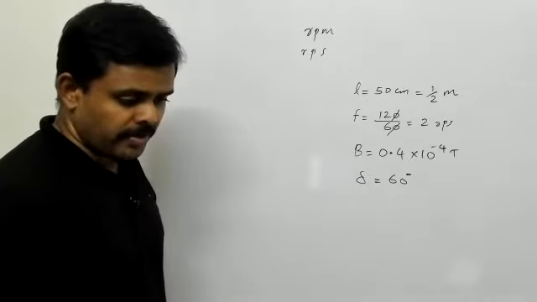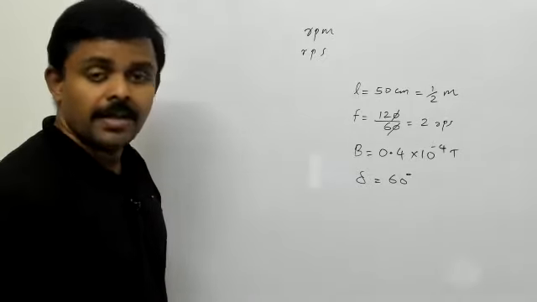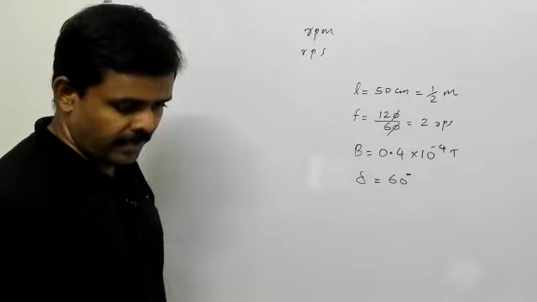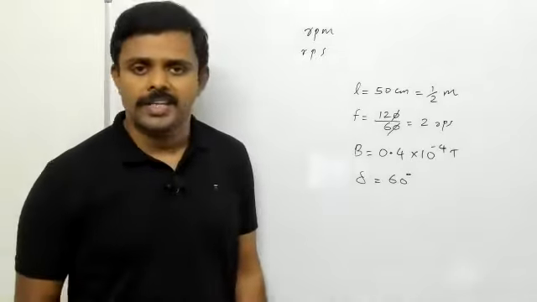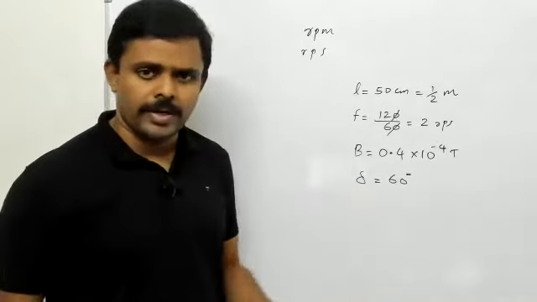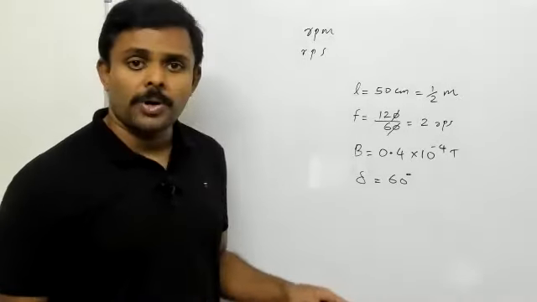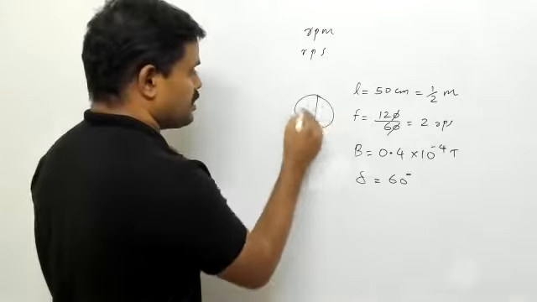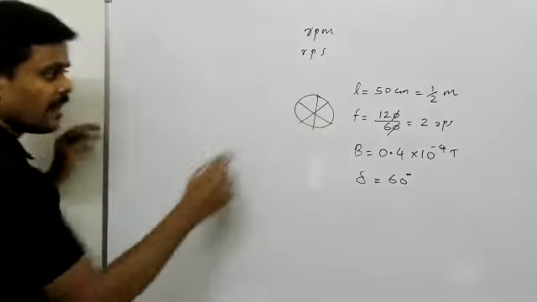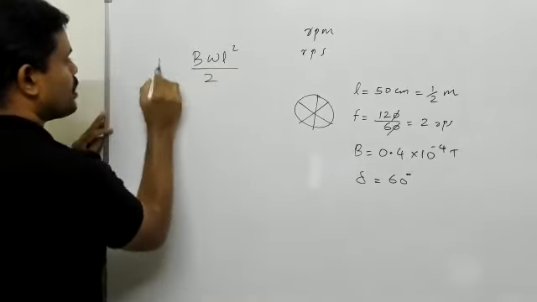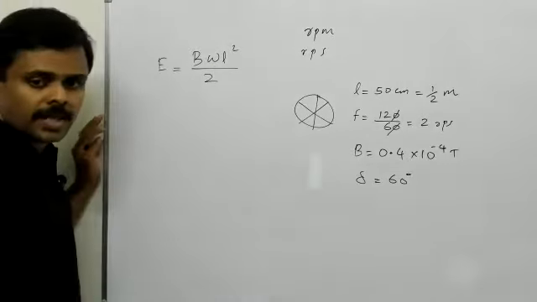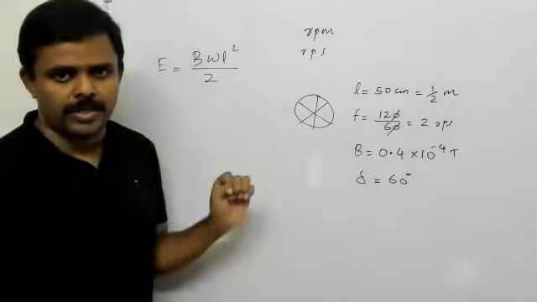Calculate the EMF induced between the axle and the rim of the wheel. How will the value of EMF be affected if the number of spokes were increased? The second part you already know. Anyway, here the spokes are rotated. So what is the equation for EMF? A conductor is being rotated, so B omega L square by 2 should be the EMF.